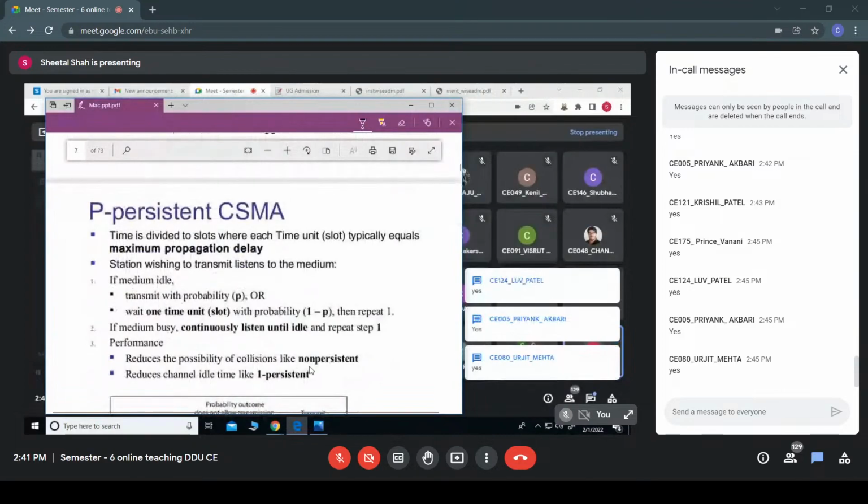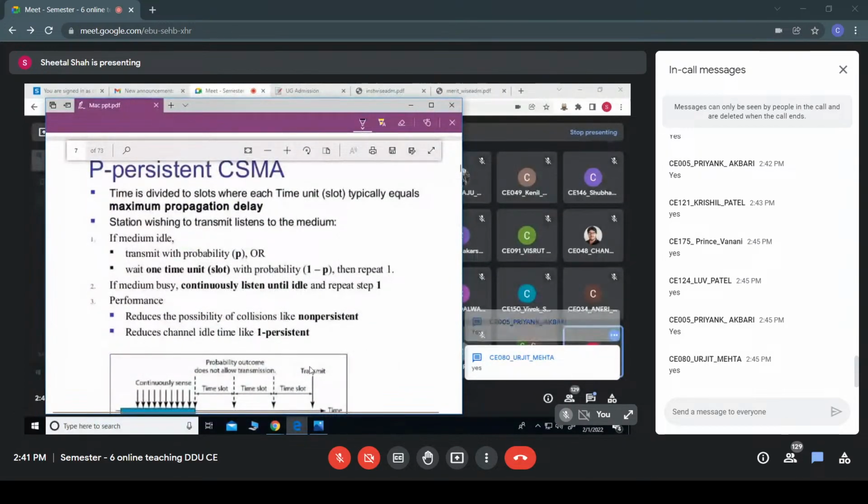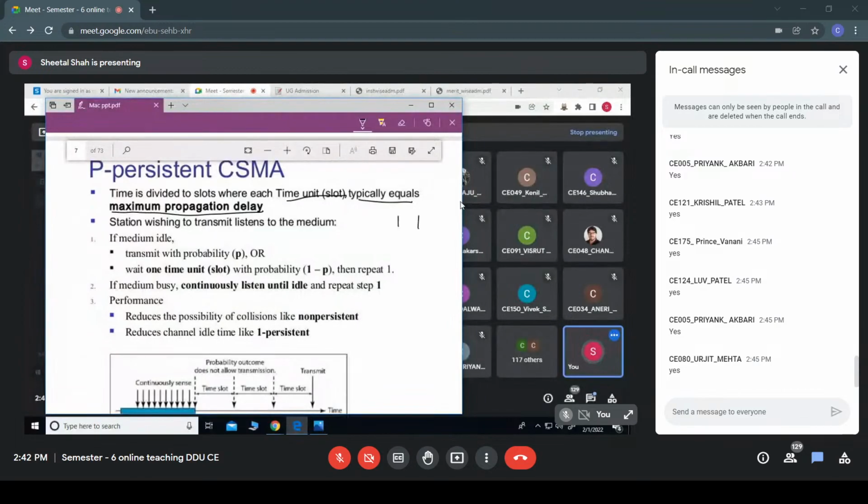So this was about non-persistent CSMA. Whereas the third type of CSMA is P-persistent. It is very much similar to that of one persistent CSMA, but here it is used for slotted time. So you might have studied about slotted ALOHA, because the time period would be divided into some equally spaced slots. Time is divided into slots where each time unit typically equals the maximum propagation delay. So each time unit of this slot would be the maximum propagation delay, TP.